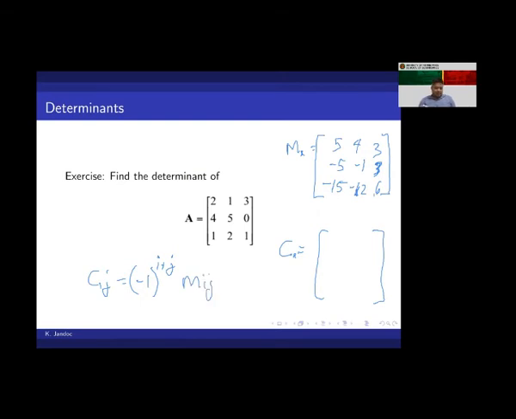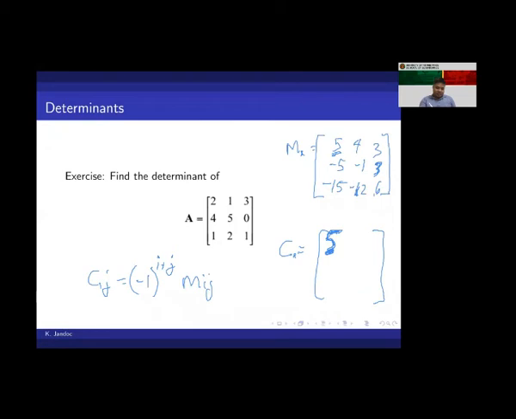So in this case, for example, in the entry over here, it's just simply the minor, which is 5, times negative 1 raised to i plus j. What's i plus j in this case? i plus j here is 2 because it's located at the first row and the first column. So 1 plus 1 is equal to 2. So negative 1 raised to 2 is positive 1. So the sign doesn't change. Okay, so it's still 5.